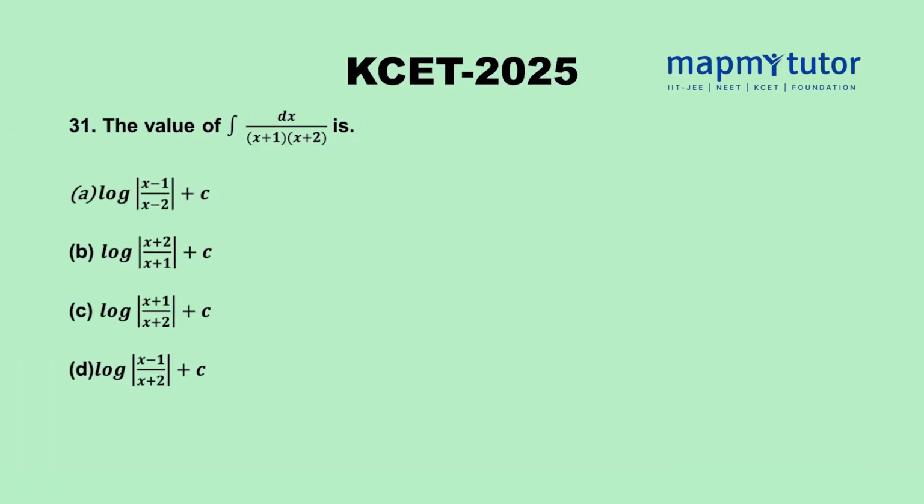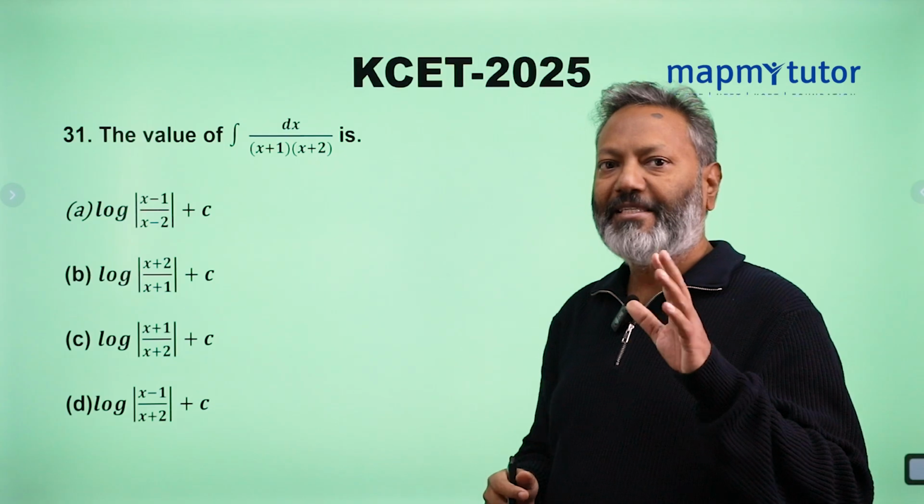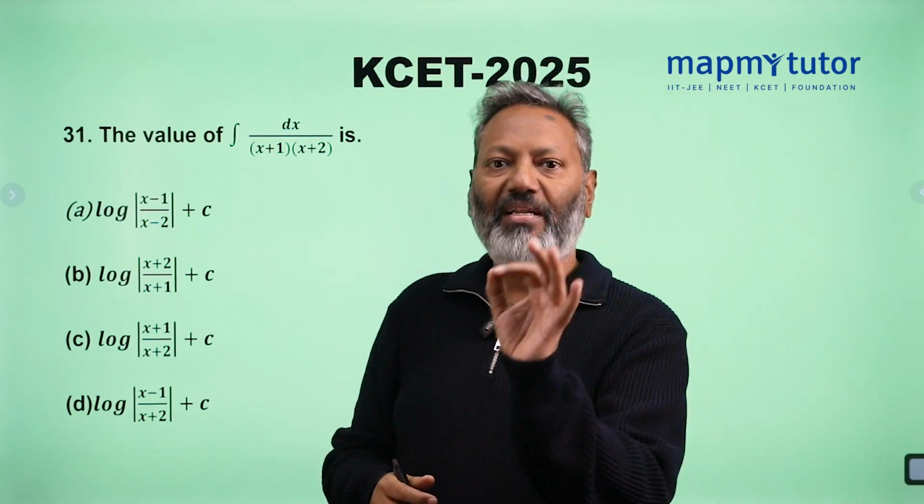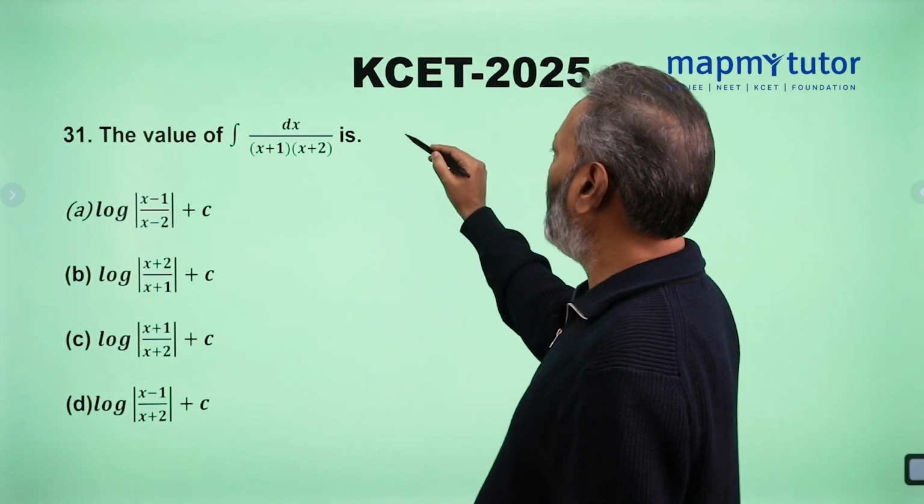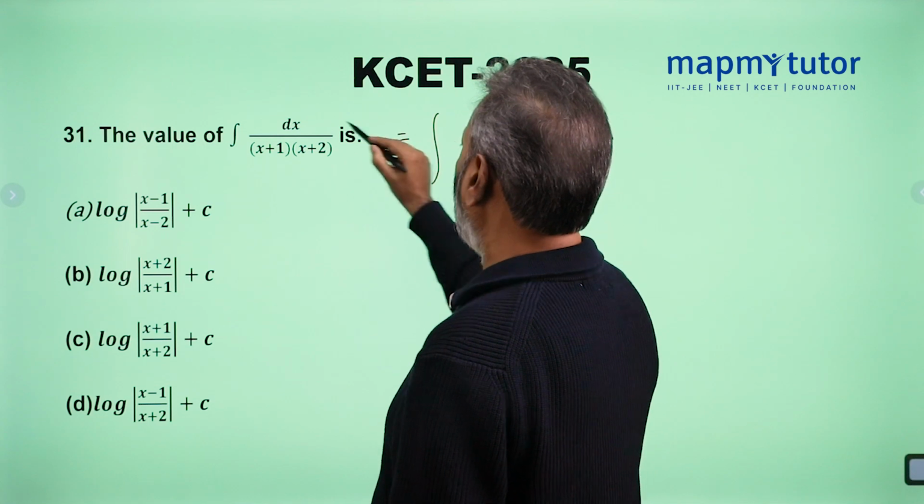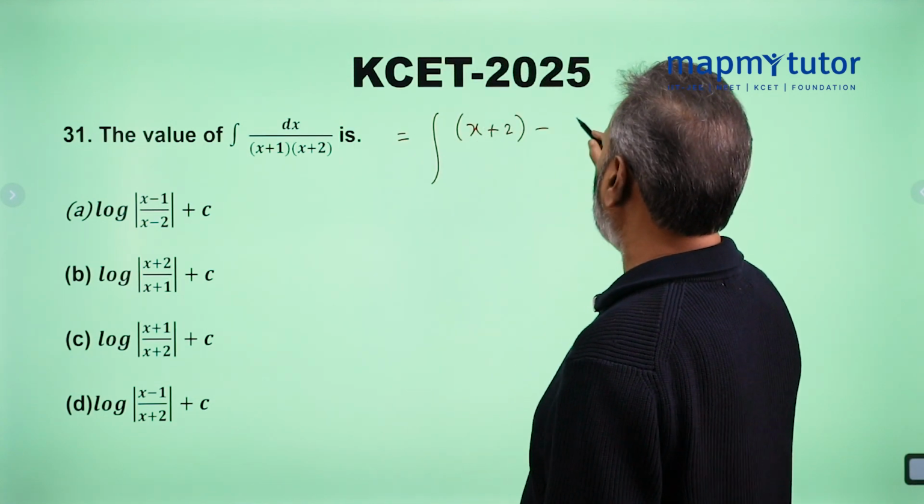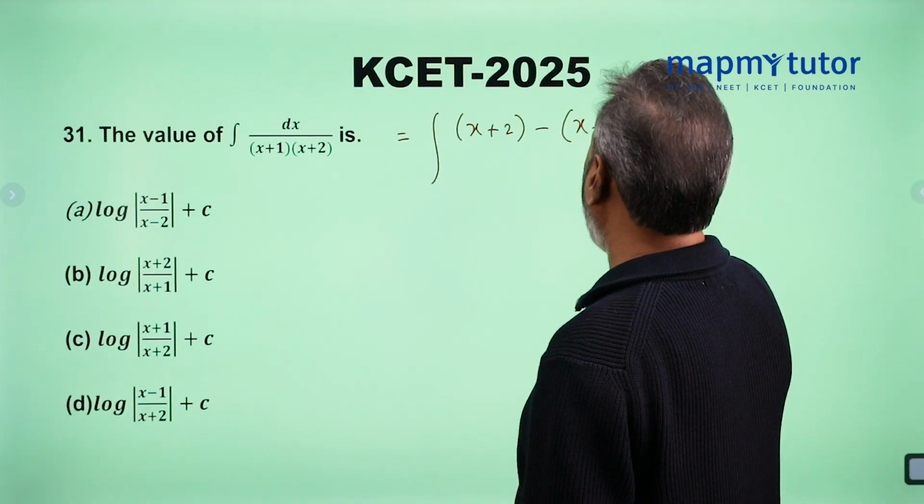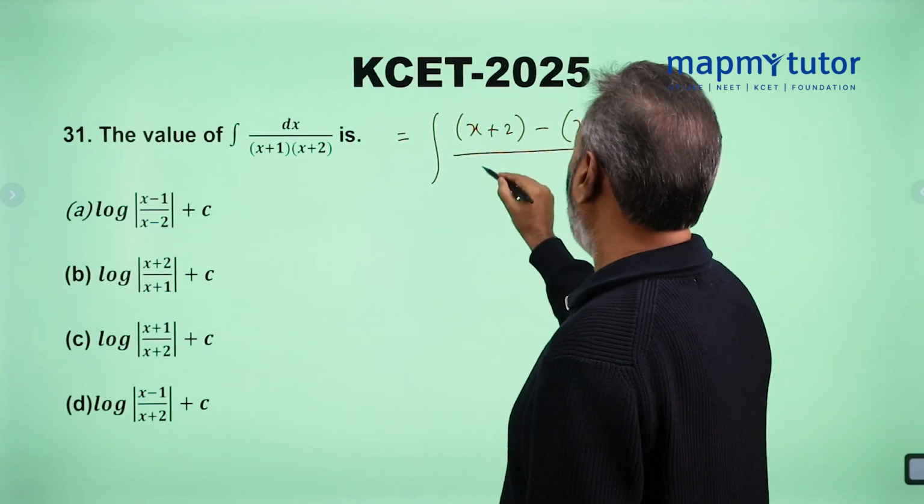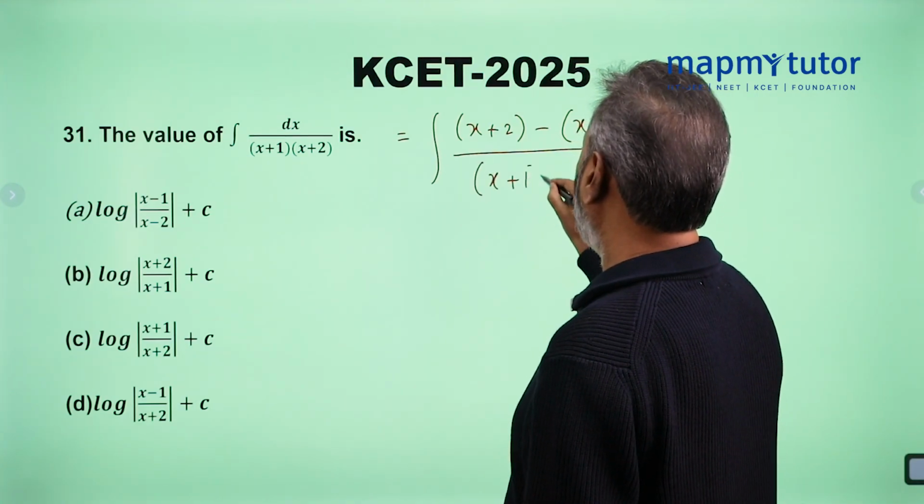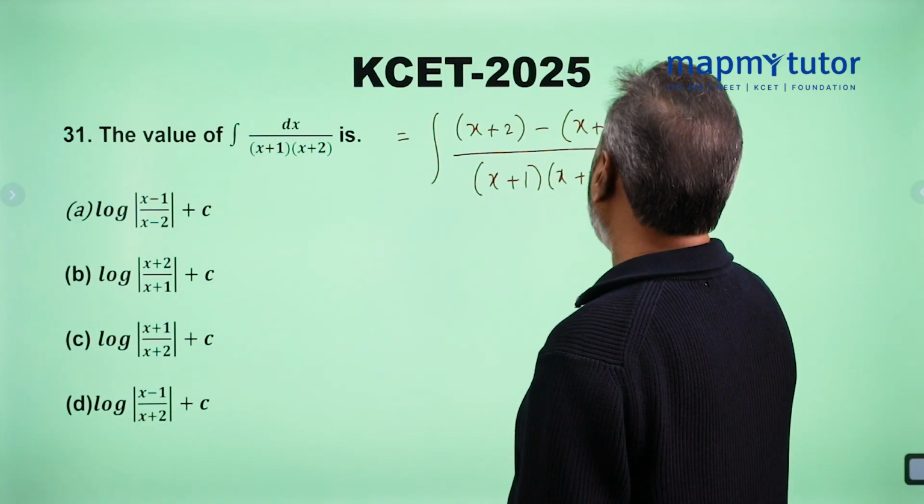The value of integral dx by (x plus 1) into (x plus 2). That means it is a question based on indefinite integration, right? So immediately, what is your idea? In the numerator, anyway, 1 is there. I can express it as (x plus 2) minus (x plus 1). Do you agree? Correct? Yes.